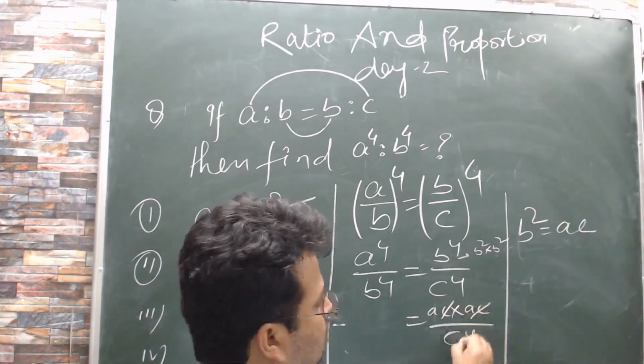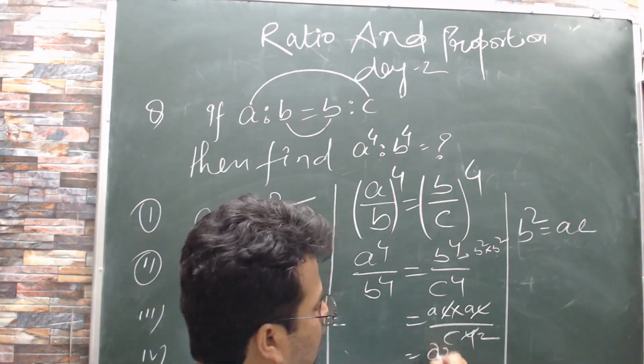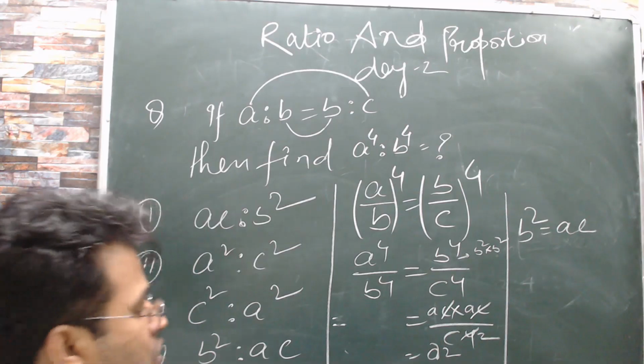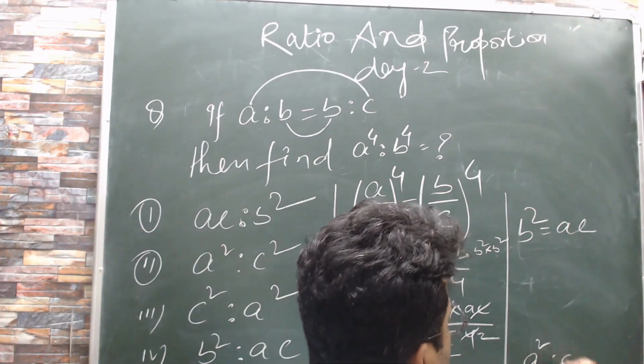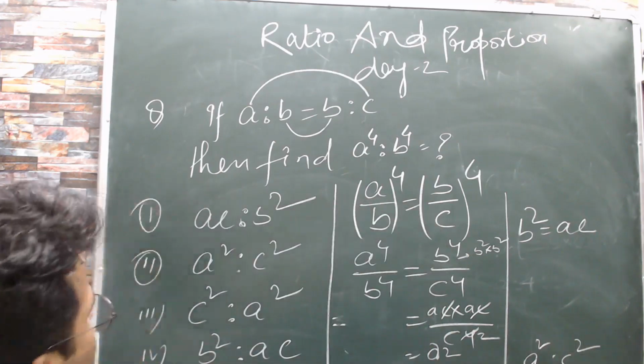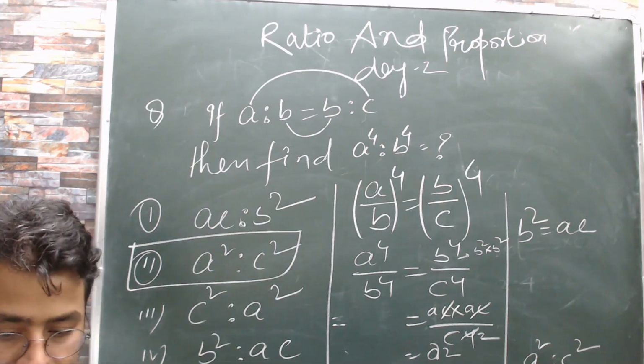So c cancels. So you have a square, and here you have c square. So this is your answer, a square ratio c square. Is it an option? A square ratio c square? Yes, this is your option, the second. So this is the answer.